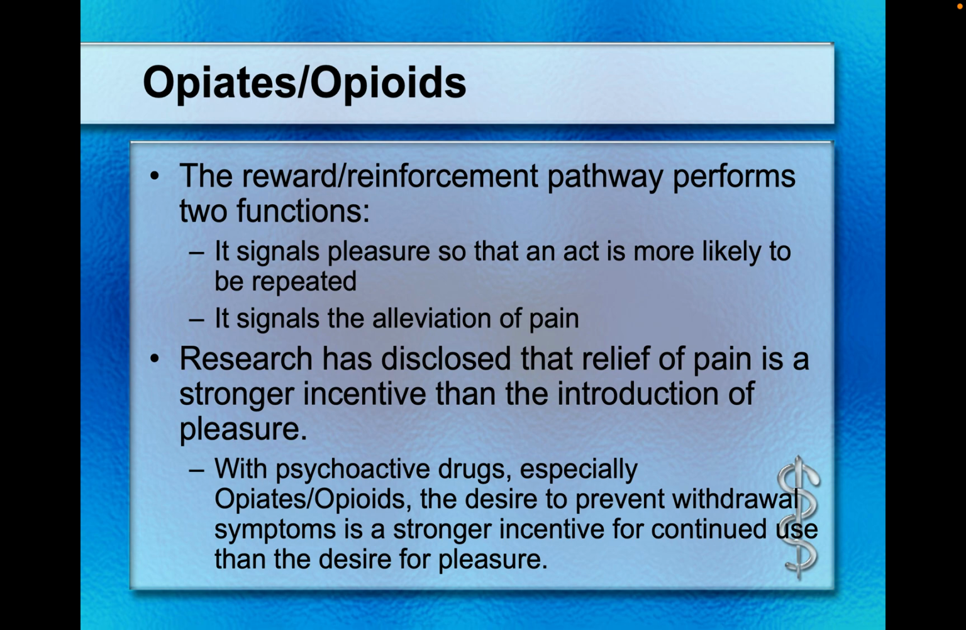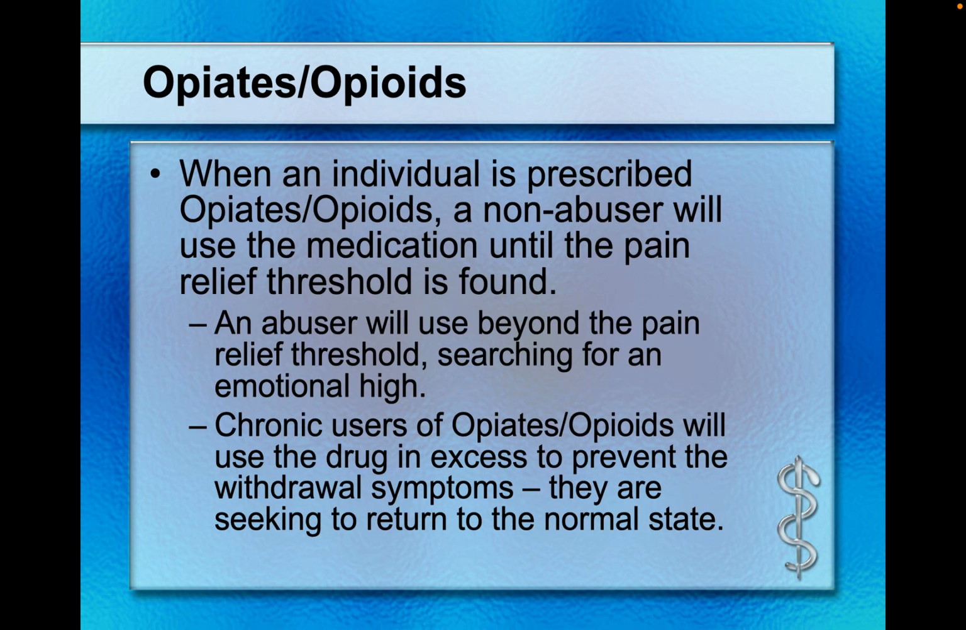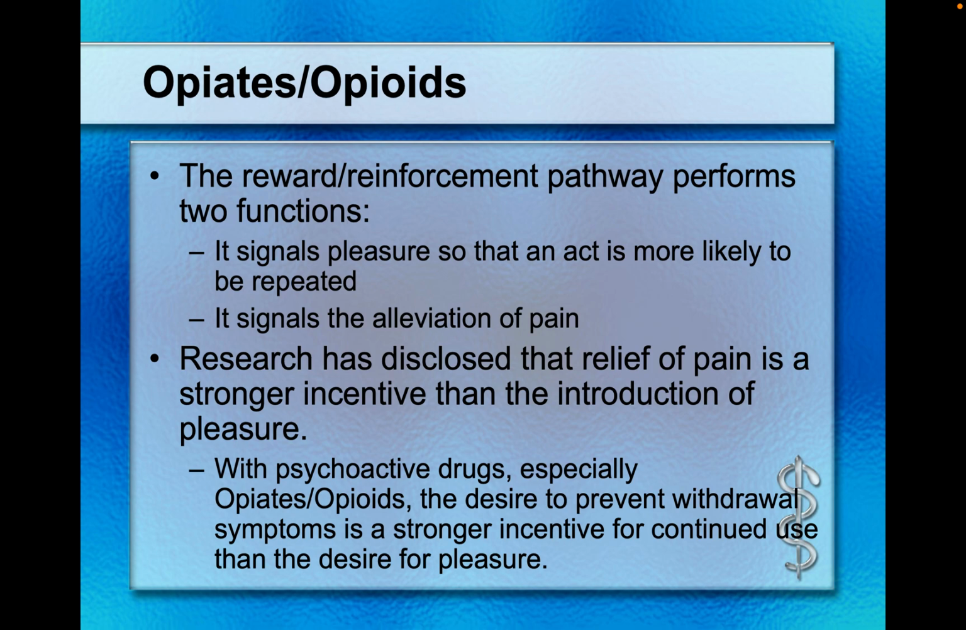The reward reinforcement pathway performs two functions. It signals pleasure so that the act is more likely to be repeated, and it signals the alleviation of pain. Research has disclosed that relief of pain is a stronger incentive than the introduction of pleasure. With psychoactive drugs, especially opioids, the desire to prevent withdrawal symptoms is a stronger incentive for continued use than the desire for pleasure. And if you've ever been around a heroin addict, you'll understand that this is really what's going on. They're not really seeking pleasure, they just want the withdrawal symptoms to go away.